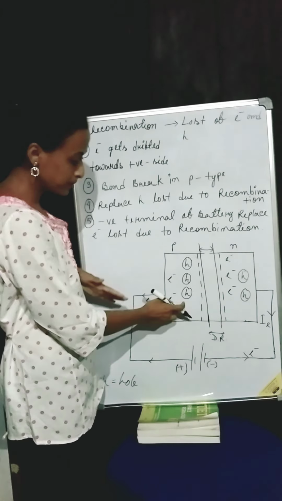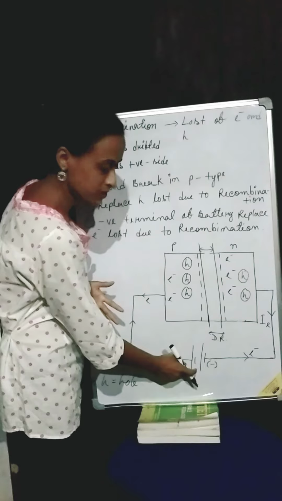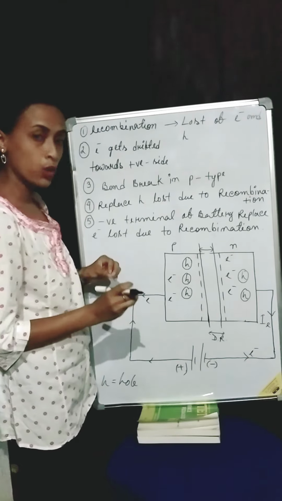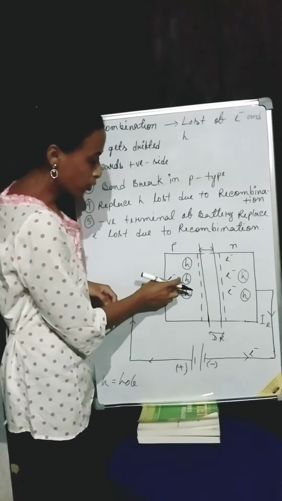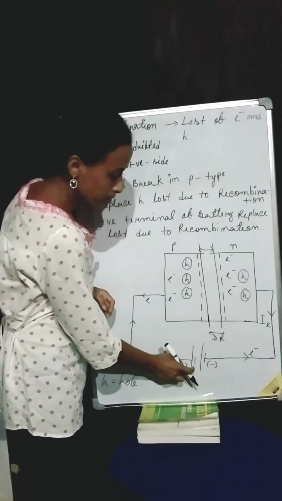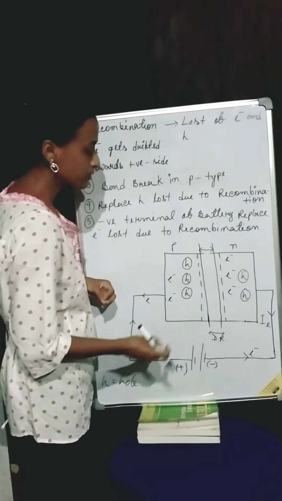Now when the P section is connected with the positive terminal and N section is connected with negative terminal, then first what happens? These holes and these electrons are repelled by positive and negative terminals respectively.